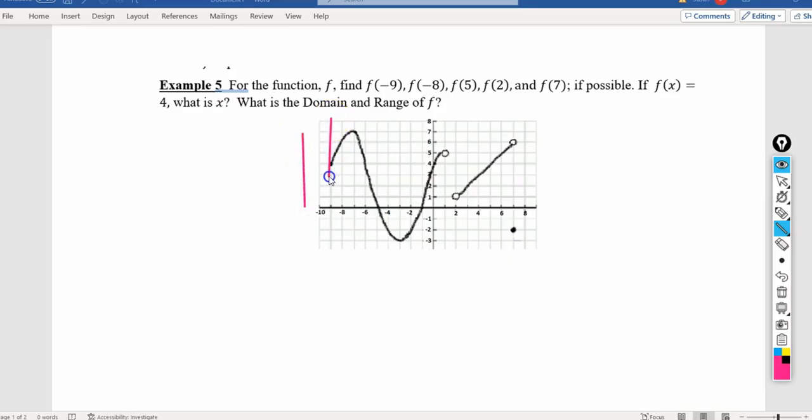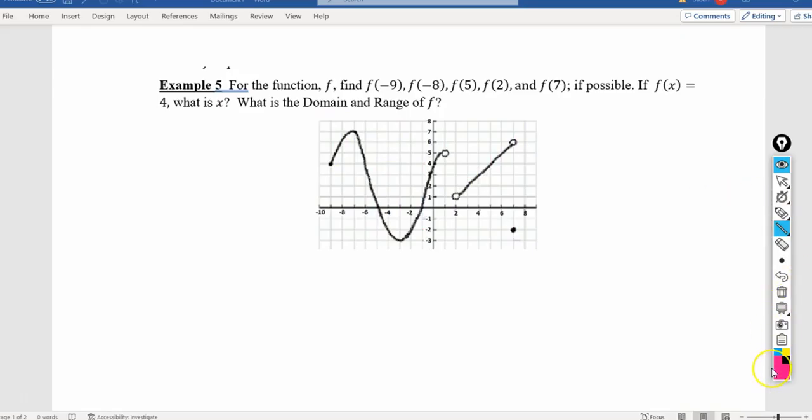0, cuts it once, cuts it once, once, once, once. Here it does not cut it at all. Not at all. Once, once, once, once. Now what happens here? It does not cut it there because that point is left out. It does go through there. So it only intersects the graph once. So that's okay. And none at all. So this is definitely the graph of a function.